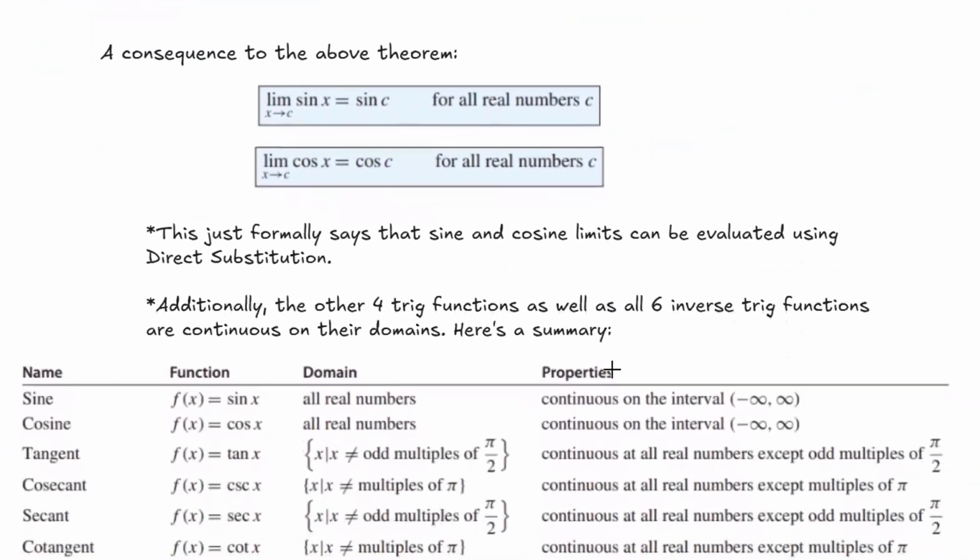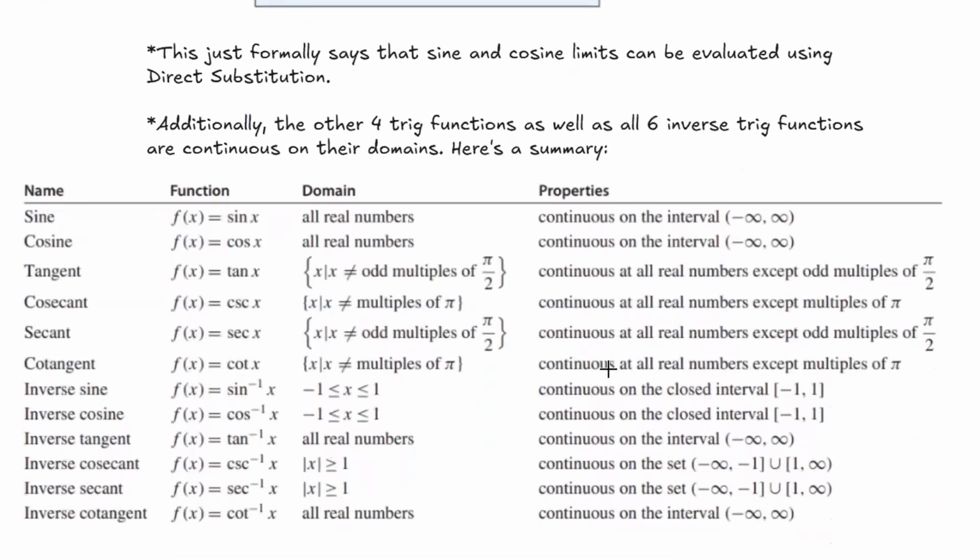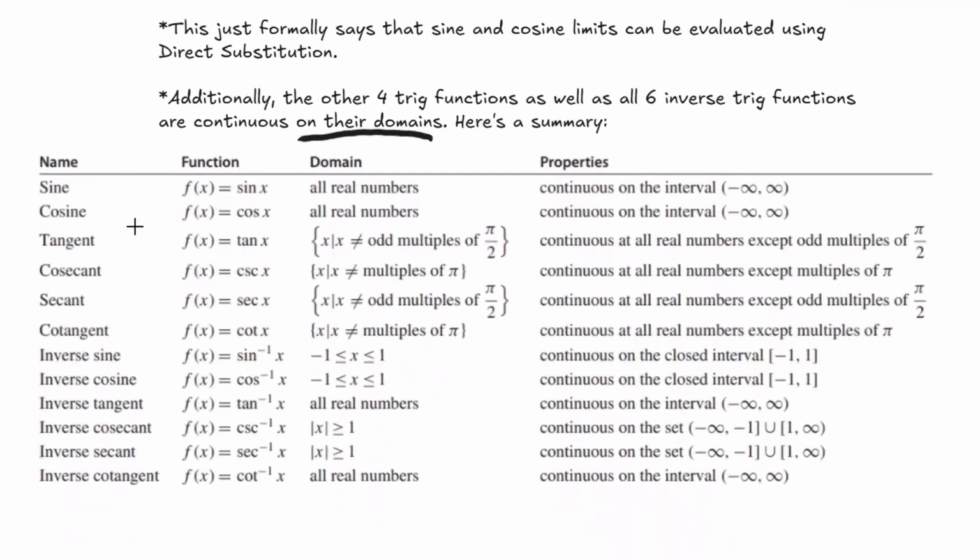Also, the other four trig functions as well as the 6 inverse trig functions are all continuous on their domains, which is important to know because not all of the trig functions have domains of all real numbers, just sine, cosine, inverse tangent, and inverse cotangent. All the other ones have restricted domains, but on those domains, the trig functions and inverse trig functions are continuous.